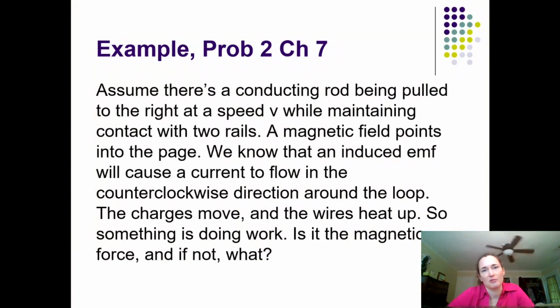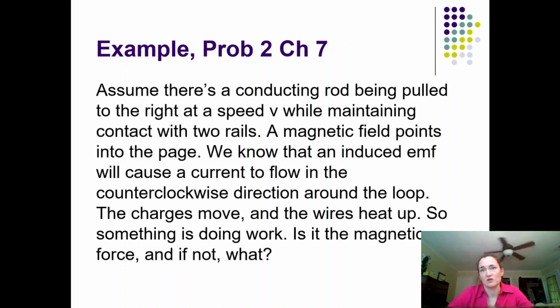Let's do another example problem and use that to follow up with another idea behind motional EMF, one of those ubiquitous problems in physics whenever people talk about motional EMF. And it's this. Assume there's a conducting rod being pulled to the right at a speed v while maintaining contact with 2 rails. A magnetic field points into the page, or into the screen here, I guess. We know that an induced EMF will cause a current to flow in a counterclockwise direction around the loop.